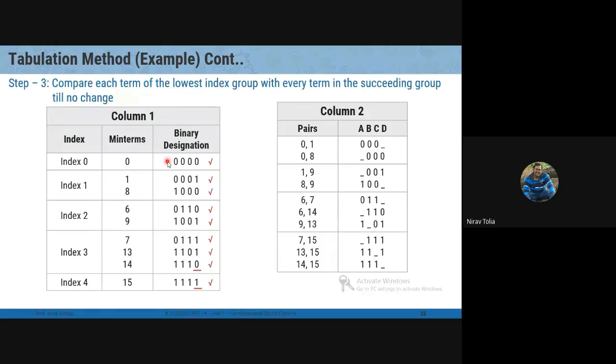And then we have to check a pair. How do we check a pair? We have to compare each term of the lowest index group with every term in the succeeding group. So in index 0 we have only one term, and in index 1 we have two terms. Okay.